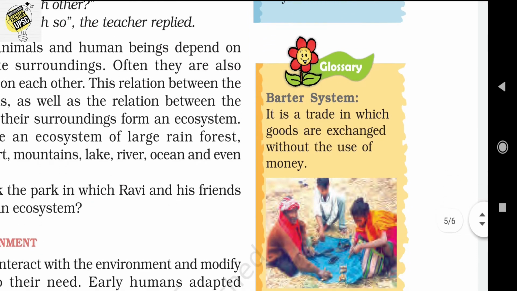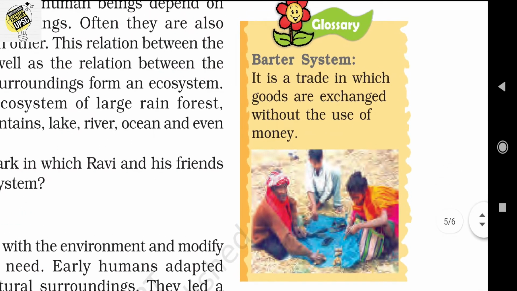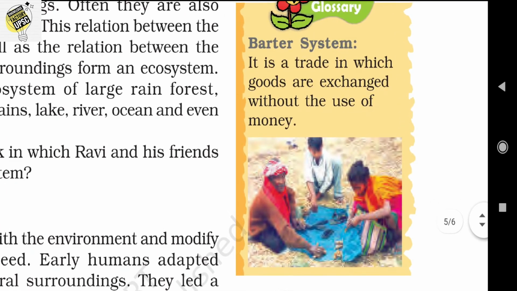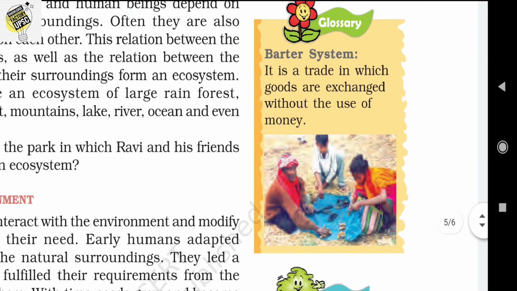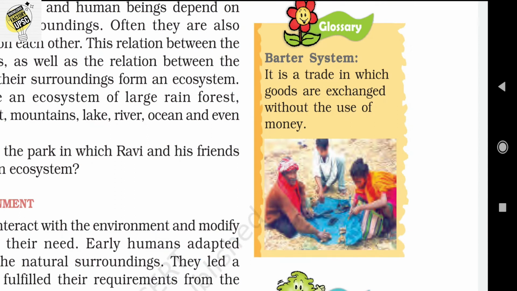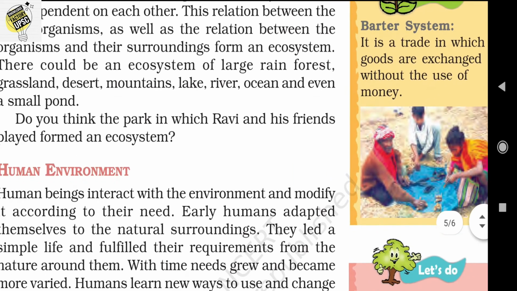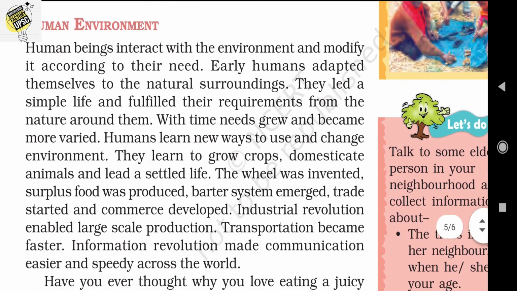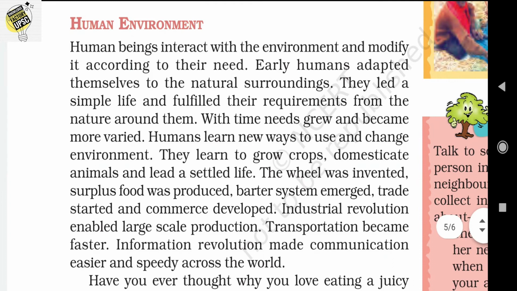So let's see what the barter system is here. It is a trade in which the goods are exchanged without the use of money. That means goods are exchanged for goods, products are exchanged for products. For example, if we give them an apple, they give in return an orange. Okay, so that means there is no money, only the goods. That means things are exchanged for other things. This is known as the barter system. It was a system that was practiced before the invention of money.